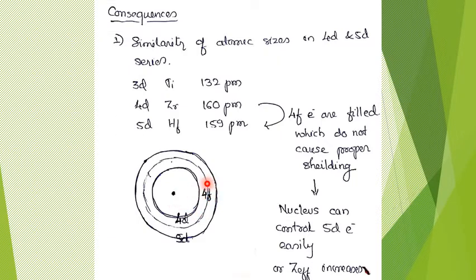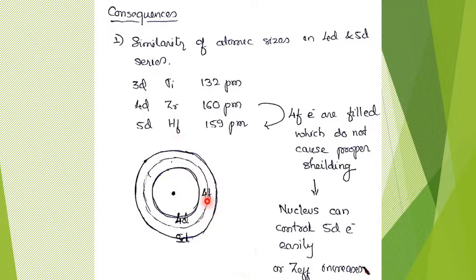Because of the addition of 4f electrons before we fill 5d, these 4f electrons would have acted as good shields or good screens to nuclear charge over the 5d electrons. Because the nuclear charge is screened over the 5d electrons, the nucleus loses control over them, and size would have increased.